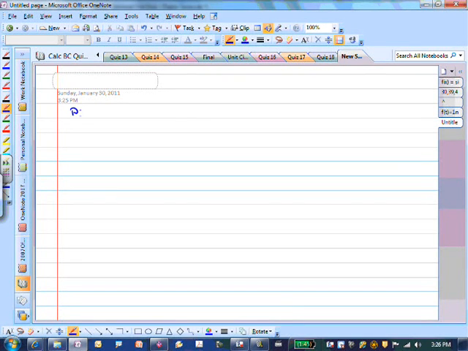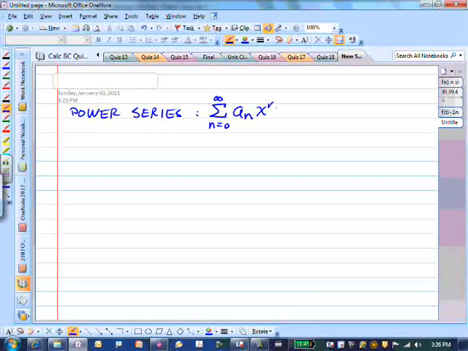The title of the lesson was called Power Series. Power series have a very specific form that looks like this: sigma n equals 0 to infinity. It doesn't have to be 0, but just in general, a sub n times x to the n power. It's called a power series because x just has increasing powers as you go.